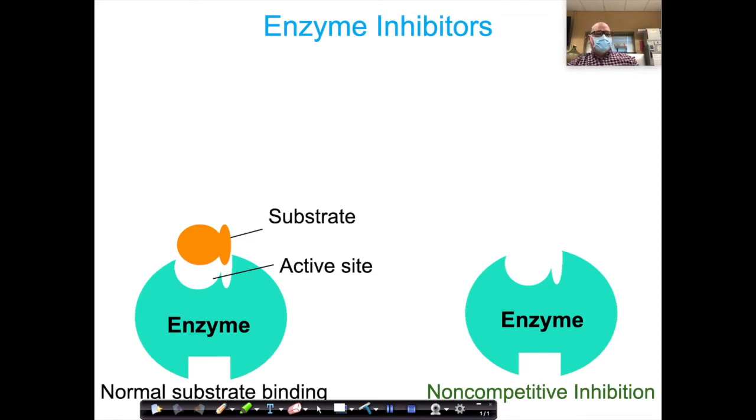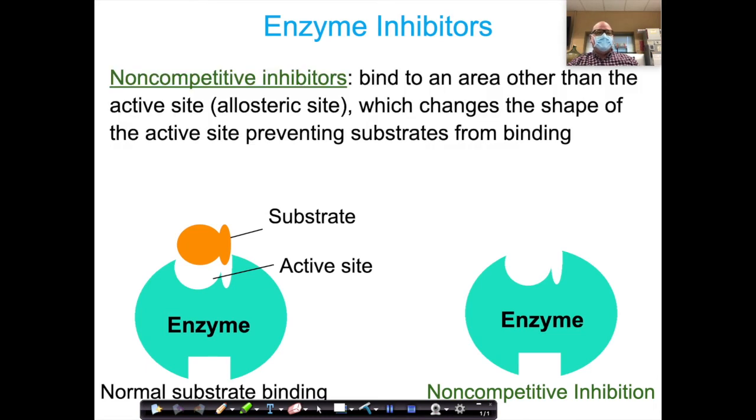Non-competitive inhibitors. It's a tongue twister for me. They bind to a different spot.